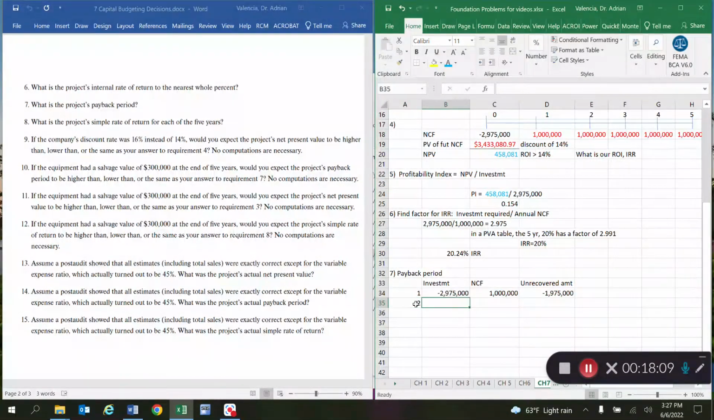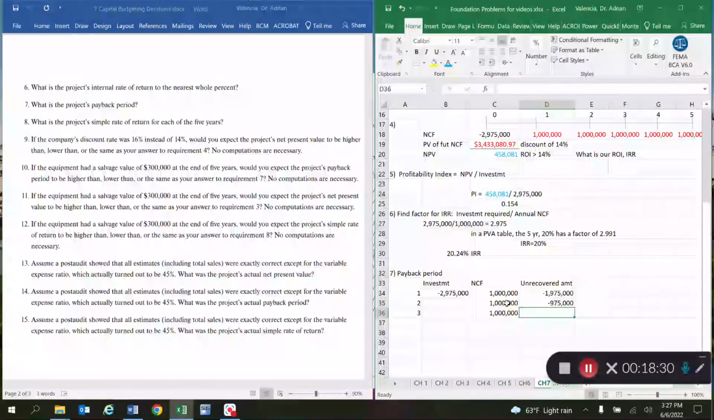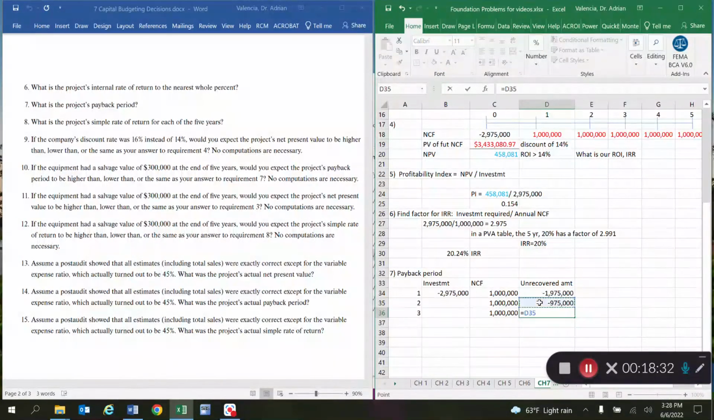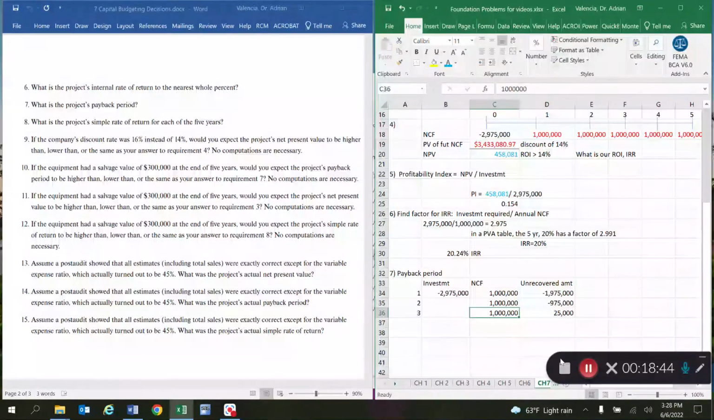Second year comes around, we get another 1 million. So then we say, okay, we have this plus this recovery. Okay, we still have left $975,000 to recover. So by the end of the 3rd year is when we're going to have fully recovered the investment that we have here. Okay, and it's going to be a little bit before the end of the year, because here's where it becomes positive, right? And if you wanted to do an exact calculation, you could. It's not a big deal. You just say by the 3rd year we will have recovered this investment.